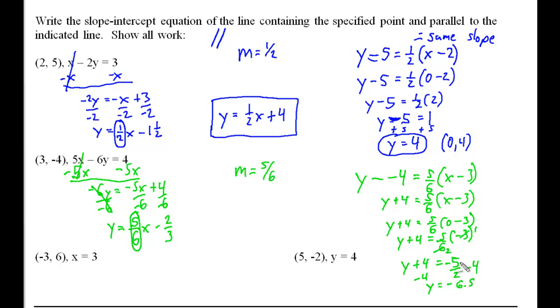Now it's okay to have a y-intercept as a fraction, because I'm going to bring it back over here. This y-intercept is going to be 0, comma negative 6.5. So we are going to write our final answer, y equals 5/6 x minus 6.5, or 13 over 2. Negative 13 over 2, if you think of the negative that way.